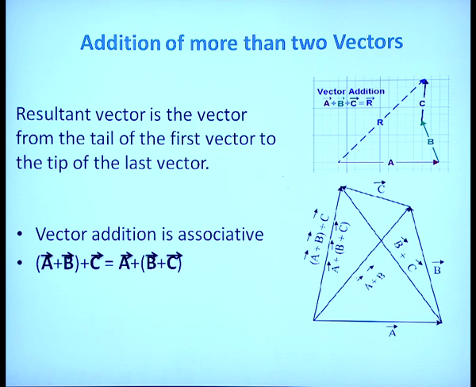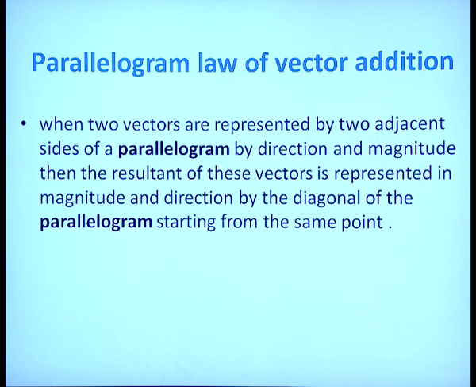Vector addition is also associative. That means A plus (B plus C) equals (A plus B) plus C. This is all about triangle law of vector addition. Another law is parallelogram law of vector addition. So, what is parallelogram law of vector addition?